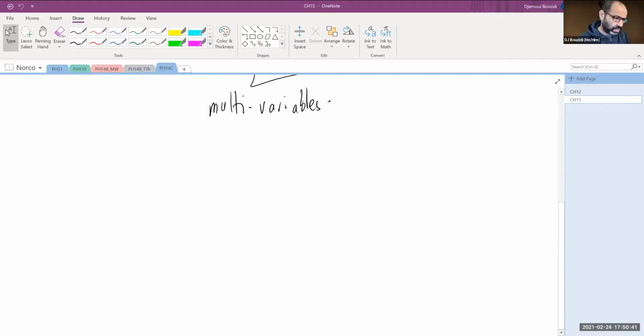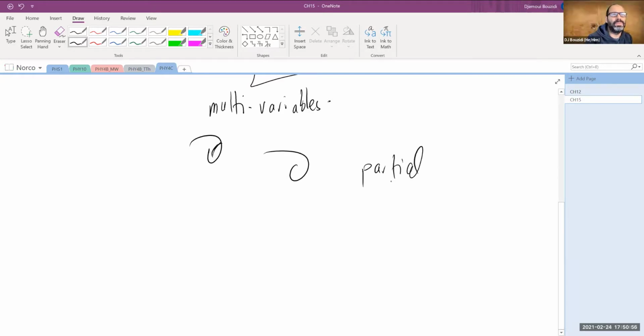So if you're not too familiar with multivariable functions, bear with me. The only thing, have you guys seen this symbol before? It looks like this. Partial. Yes or no? Sorry, Lawrence, you saw it before? No, not really.